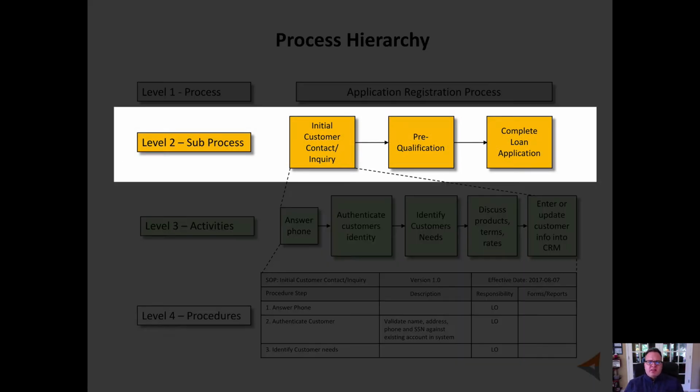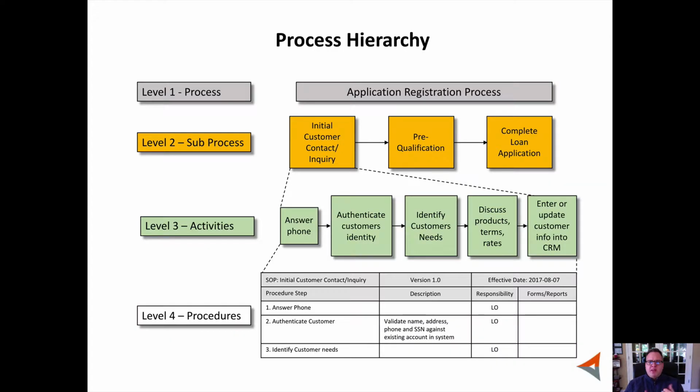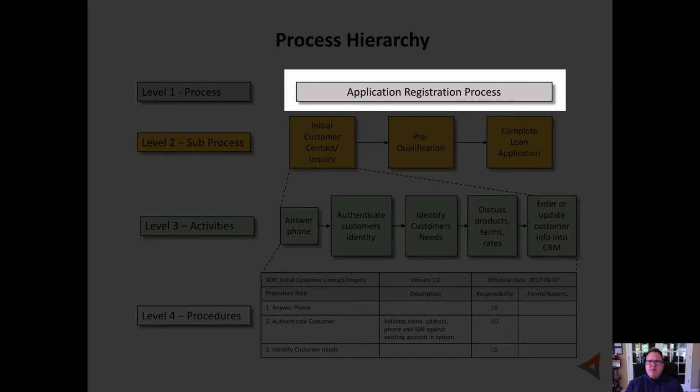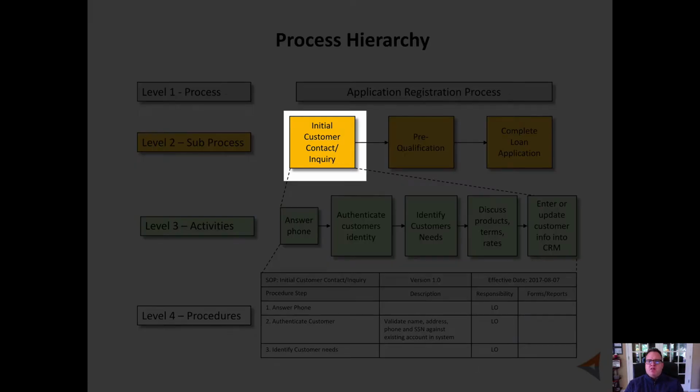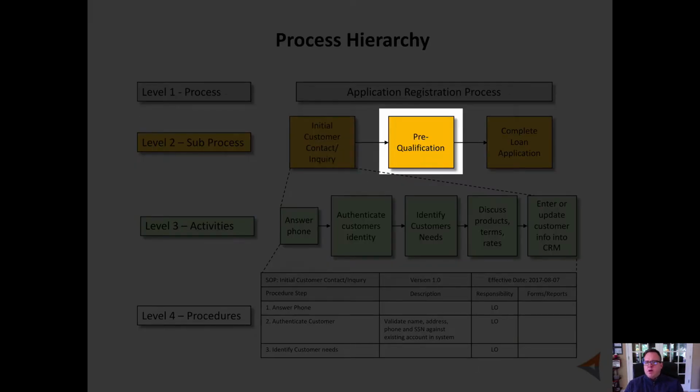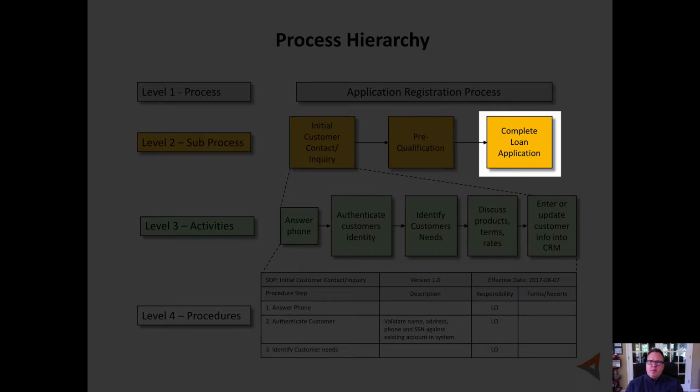Level 2 is a sub process of the process level 1. So in this example, we've taken one piece of the process, which is application registration process, and we've blown it out into another layer of detail. These are initial customer contact inquiry, pre-qualification, and completing the loan application.